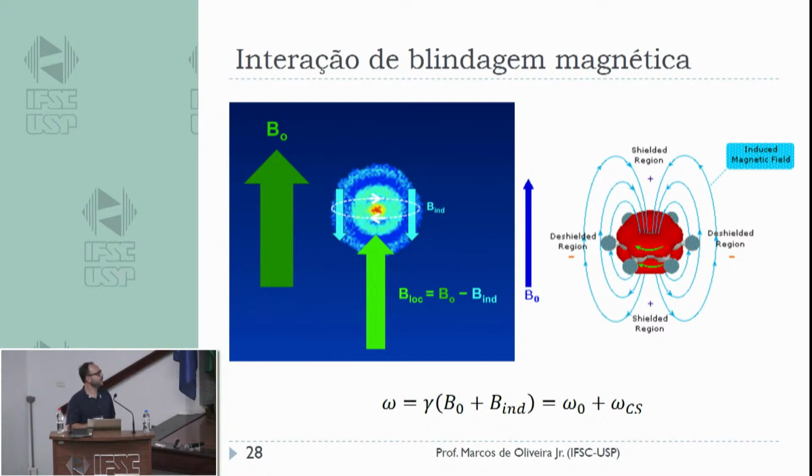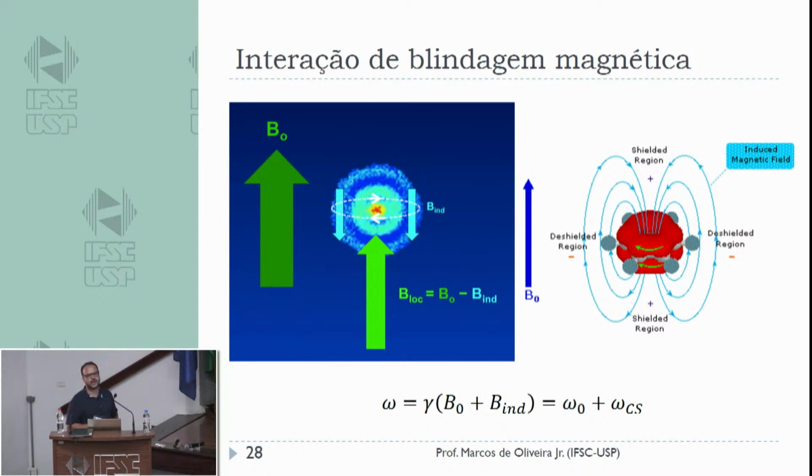So we can get information about these electron clouds here. This is an example for a benzene ring. You can see that if I place the magnetic field in this direction, I'll have one behavior for the induced magnetic field. But if the magnetic field is placed in this direction, you can imagine that the behavior will be much different. The induced magnetic field will be much different than in the other position.